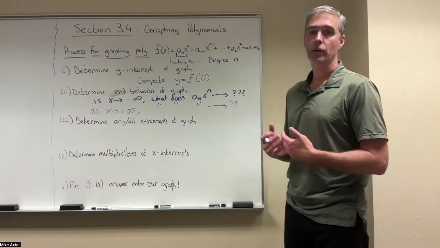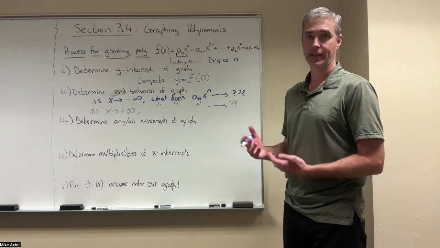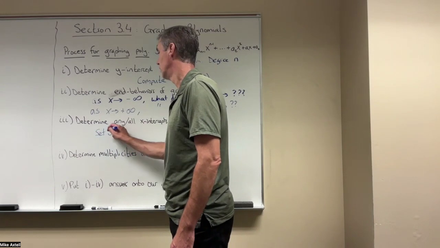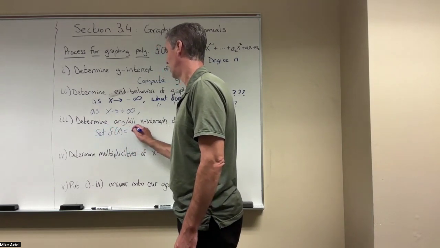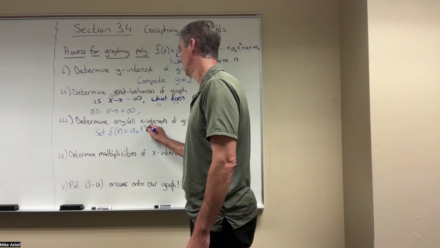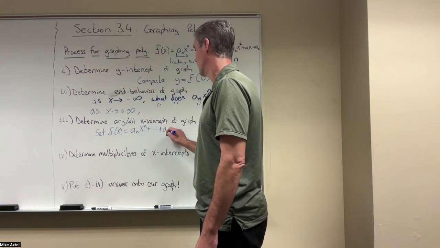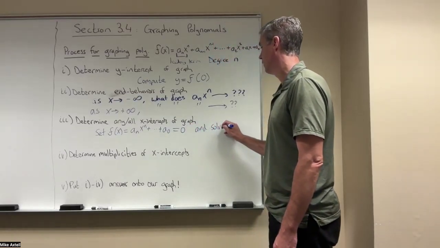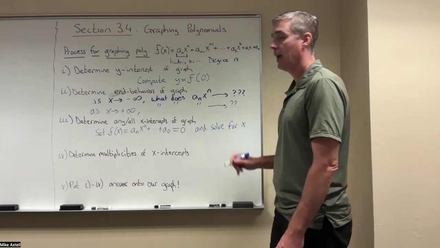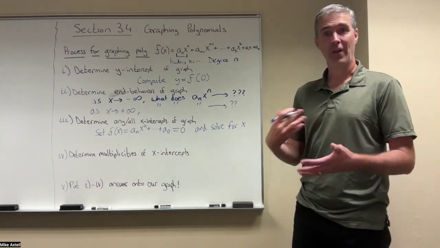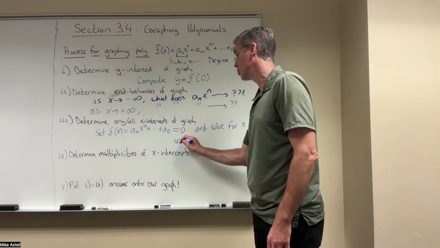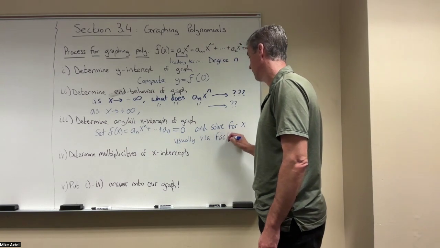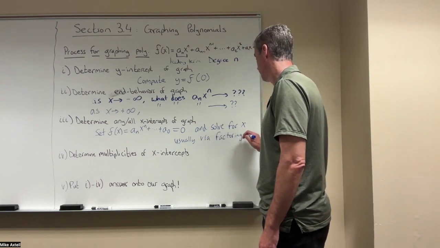Okay, we then look to determine any and all of the x-intercepts. To do this, we're going to set our polynomial equal to 0 and solve for x. And the way we're going to solve for x usually is to factor that polynomial, usually via factoring.